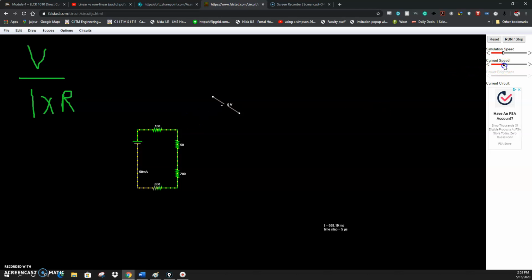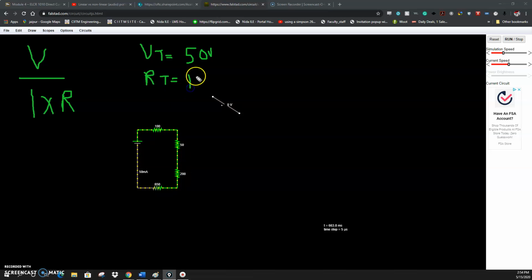And of course, our current has slowed way down because our resistance has increased. I sped it up a little bit so we can see it moving. But we can apply Ohm's law to this circuit as well. So that's what we're going to do. Well, we know that this was 50 volts. So V total is 50 volts. So R total, we just got to add it. R total, add them all up. So 100, 150, 350. So that's 1,000 ohms. So 1,000 ohms or 1K, we'll stick with units.